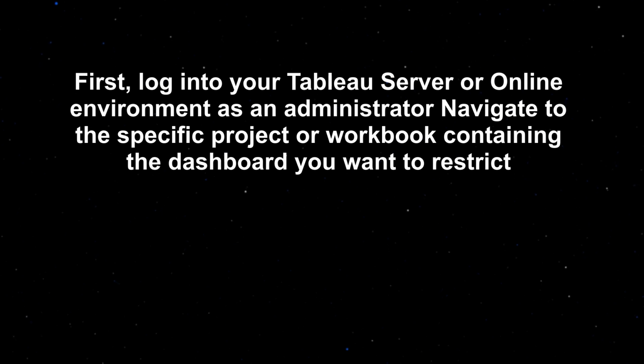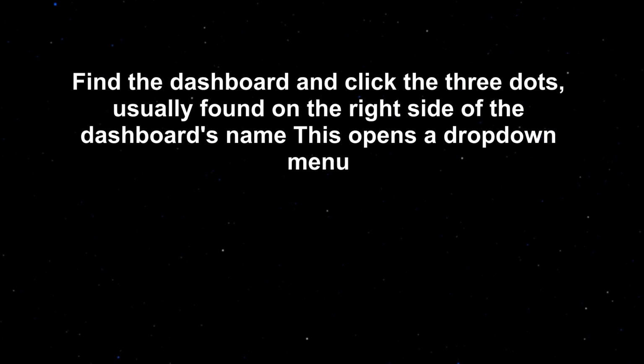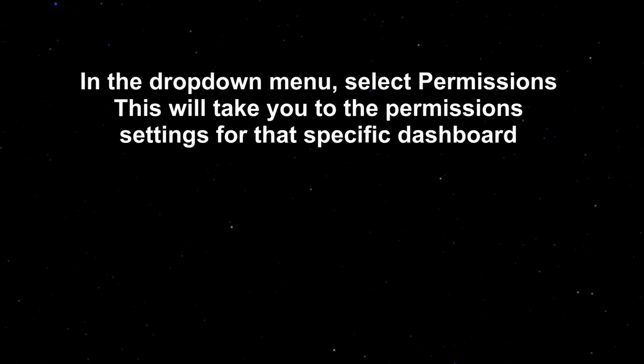Navigate to the specific project or workbook containing the dashboard you want to restrict. Find the dashboard and click the three dots, usually found on the right side of the dashboard's name. This opens a drop-down menu. In the drop-down menu, select Permissions. This will take you to the permission settings for that specific dashboard.